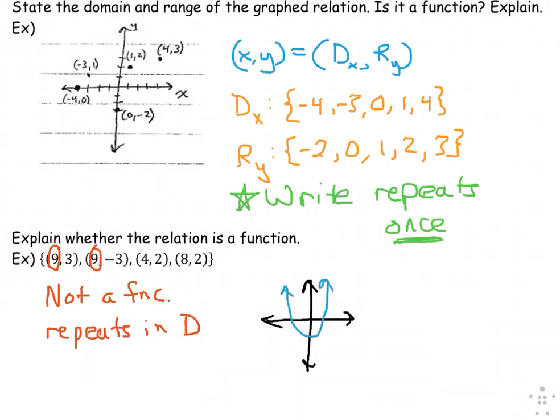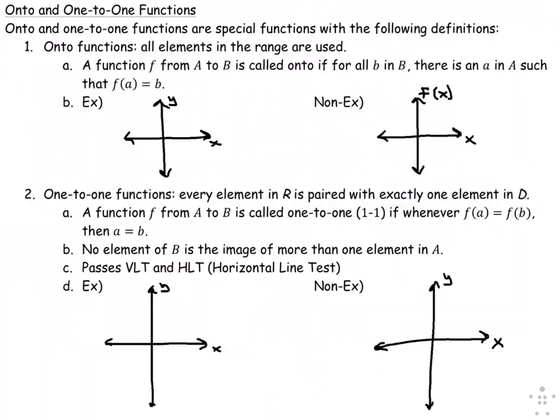Notice it will pass the vertical line test at every place, so it's a predictable map from any given input to an output. However, there are repeats in the range because let's say 1 is over here and 1 is over here. So it's only repeats in the domain that void a relation from being a function.